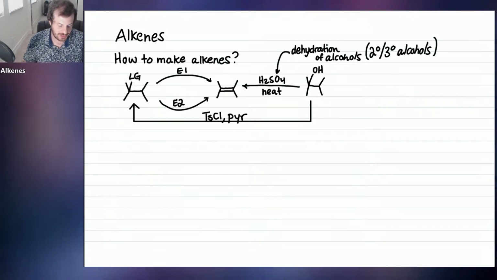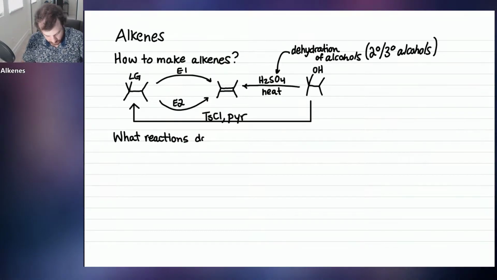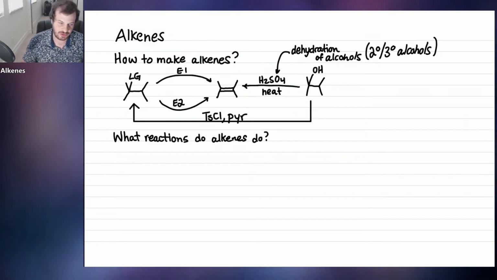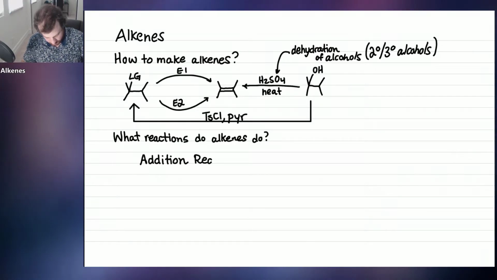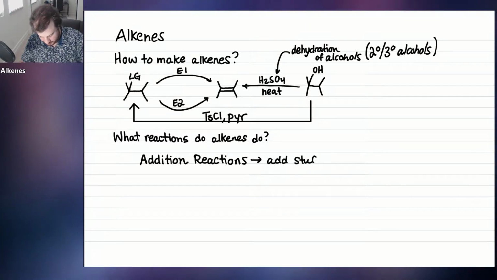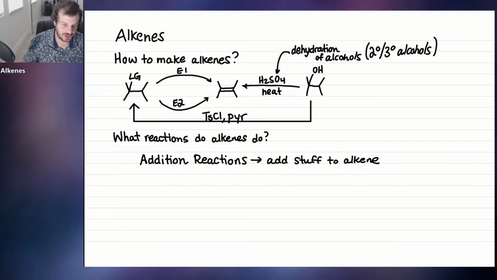Okay, now let's see what reactions alkenes do. So what do alkenes do? Great question. I'm glad you asked. So generally speaking, alkenes do what are called not elimination reactions, but addition reactions, the opposite of an elimination reaction. This is typical reactivity of an alkene. Addition reactions add stuff to the alkene. Okay. Let's take a look at a generic addition reaction.